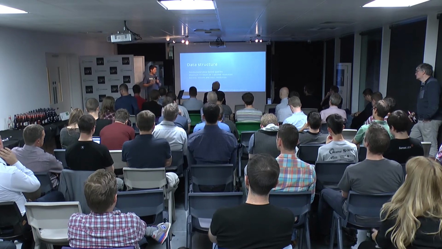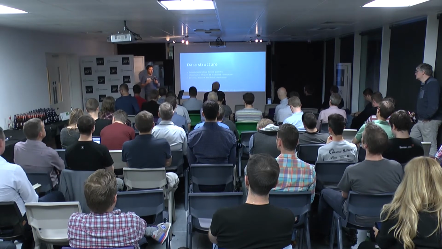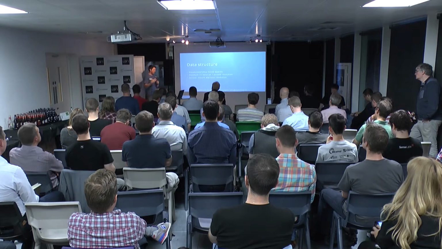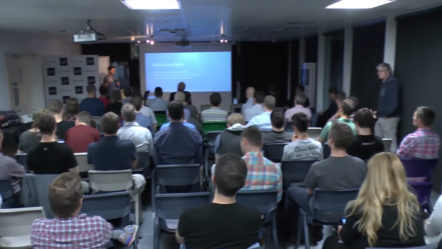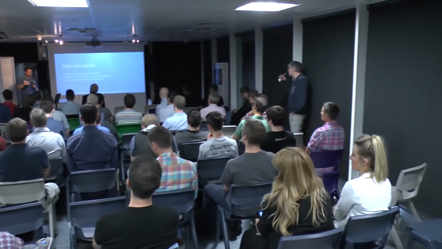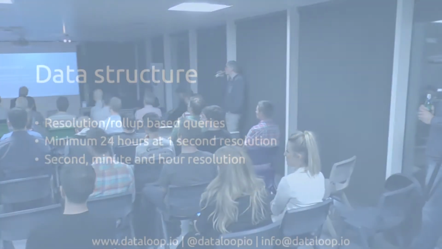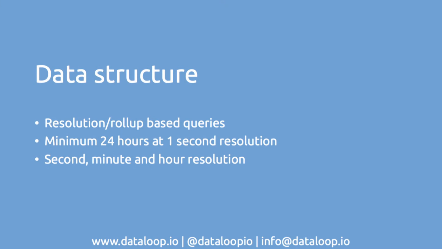Yeah, so we looked at this and tried to work out how we were going to structure the data, how we were going to put it into React. We knew we wanted to do resolution-based queries. If you're querying across a whole year, you don't really want second-level data because it will take ages to pull down. So we decided to go with second, minute, and hour-based resolutions. We knew we wanted to keep at least 24 hours' worth of second-level data, so you can pinpoint within that 24 hours exactly what was going on at a particular point in time.